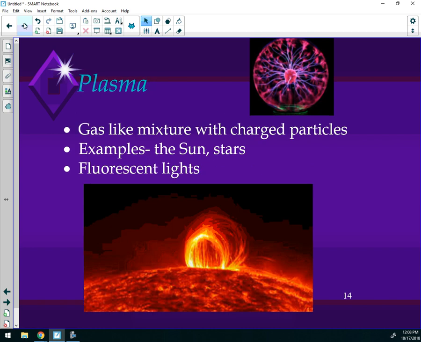All right, plasma. This is probably the one that we understand the least. It's a gas-like mixture with charged particles. Examples would be the sun and the stars, and then fluorescent light, because what we do is we charge the particles of the fluorescence to get that fluorescent light. So we take that gas and then we add the electricity or the charge to make it a plasma. That's how we get the fluorescent lights.